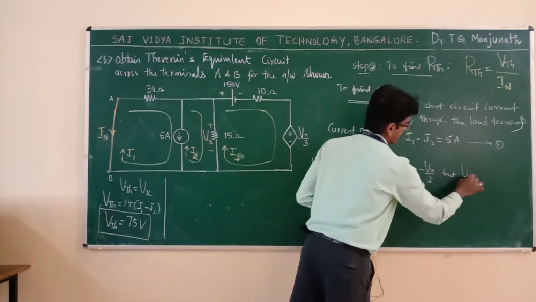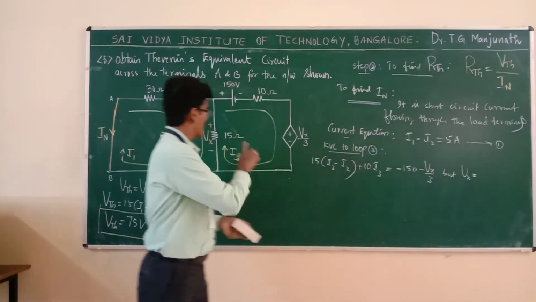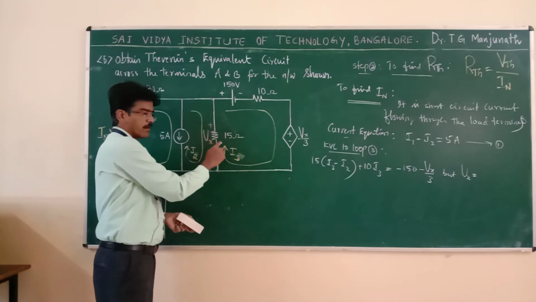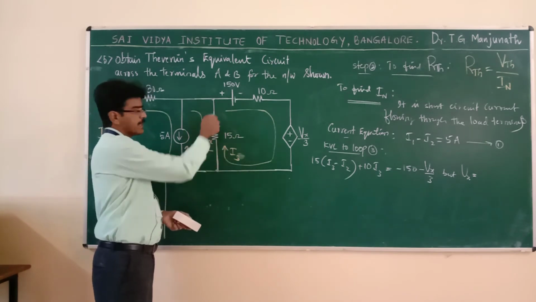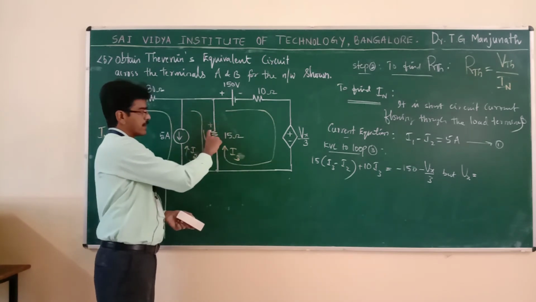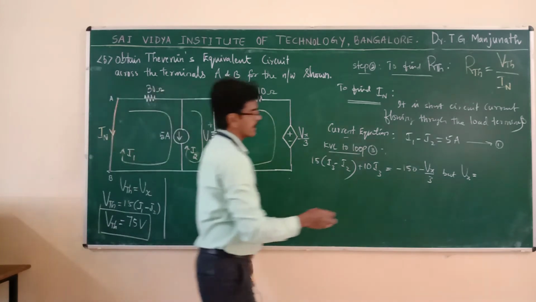But what is Vx? Again same thing. What is Vx? Vx equal to 15 into (I2 minus I3).